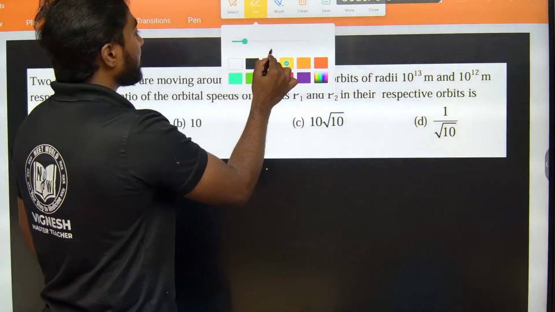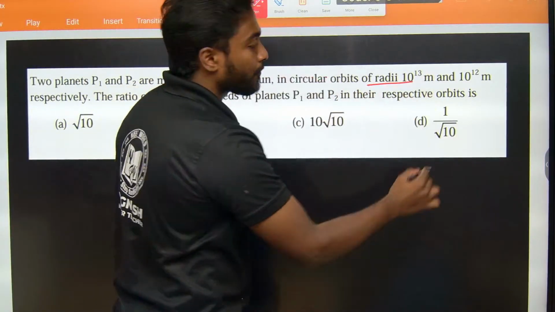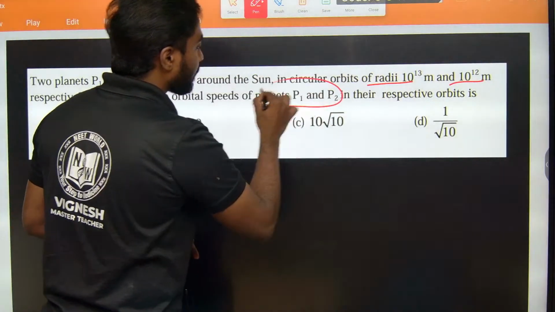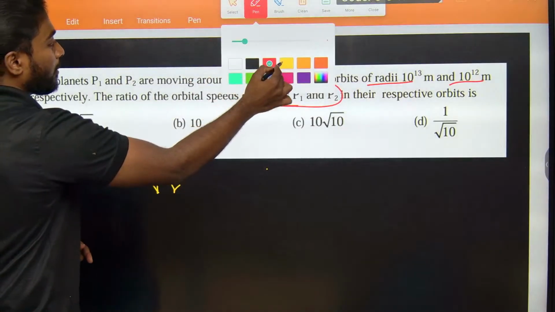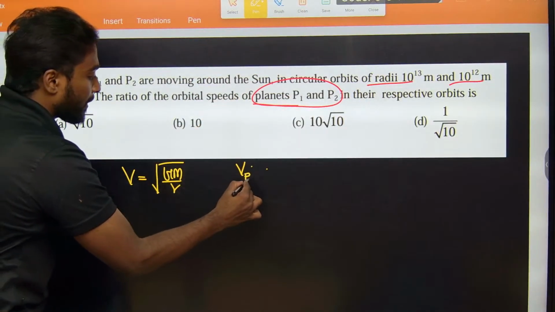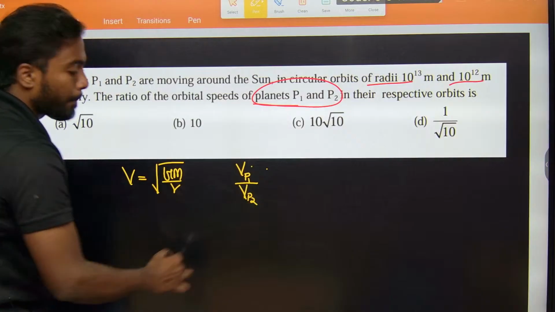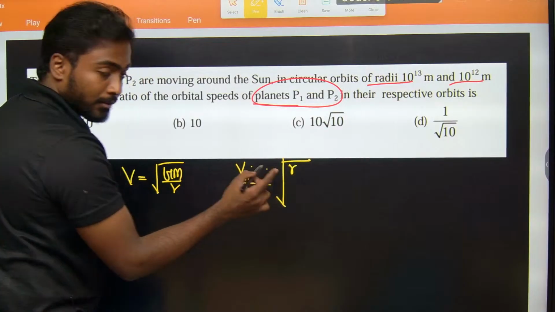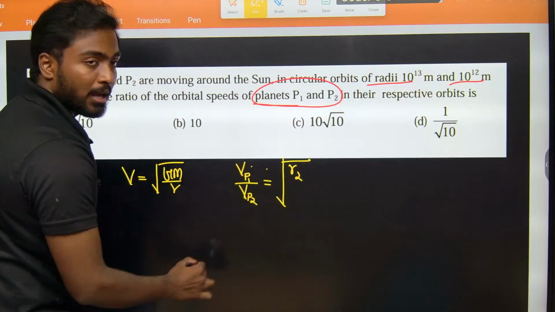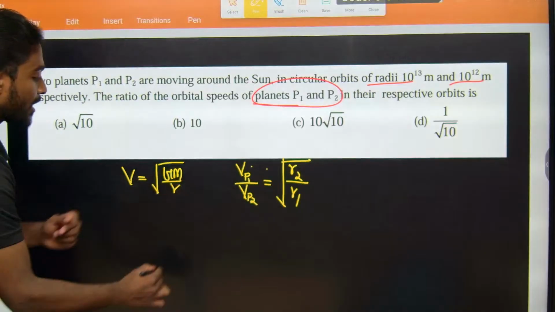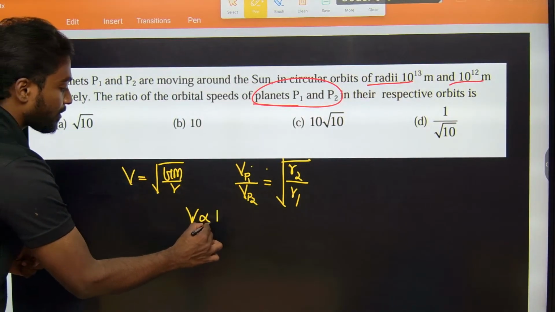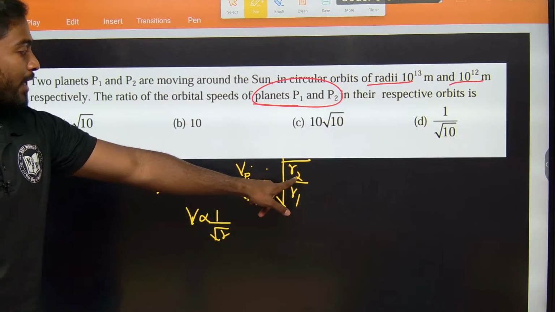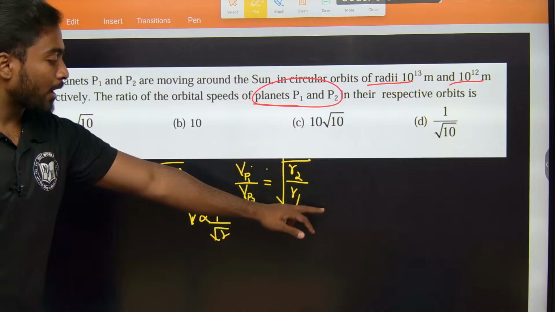Radius is given for the two planets. So the speed of the two planets they are asking. So I can write Vp1 by Vp2 should be equal to under root of R2 by R1, because V is inversely proportional to root R. That's why I have taken R2 upside and R1 downside.